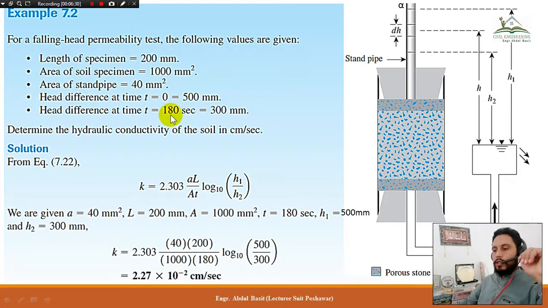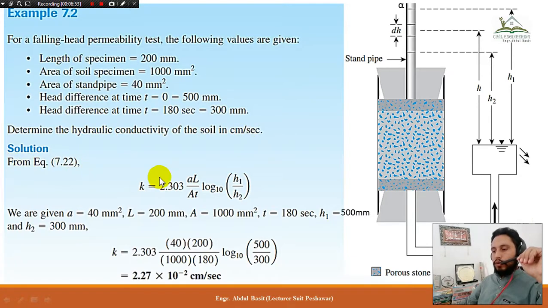Okay, so 180 seconds means 3 minutes. After 3 minutes, the head was 300 millimeters. So this is h2, this is h1, and at this point the time was 0, and at the next point it was 180 seconds. You need to determine the hydraulic conductivity of the soil in centimeter per second.